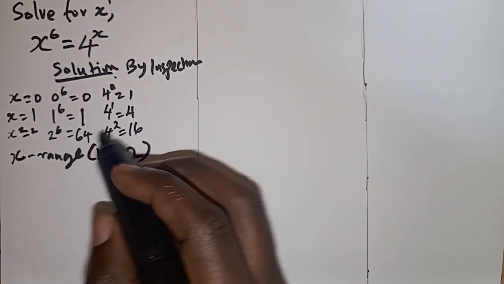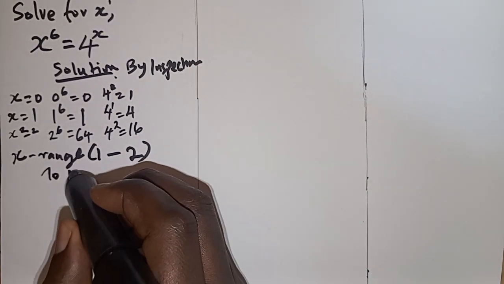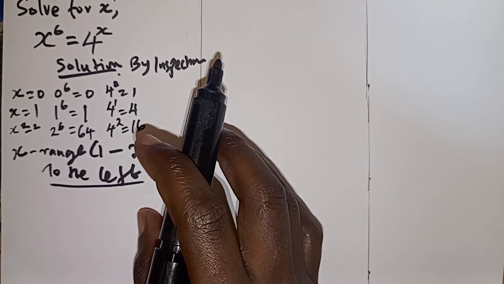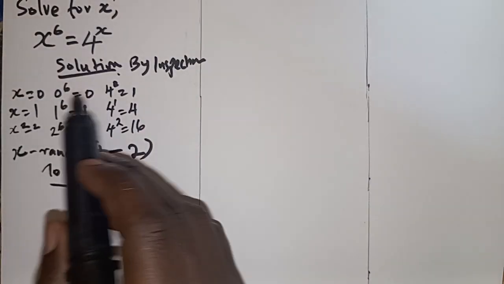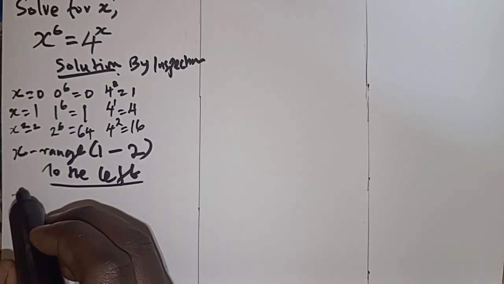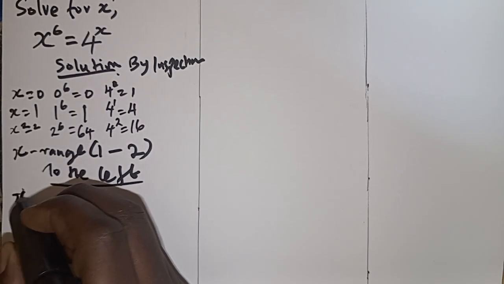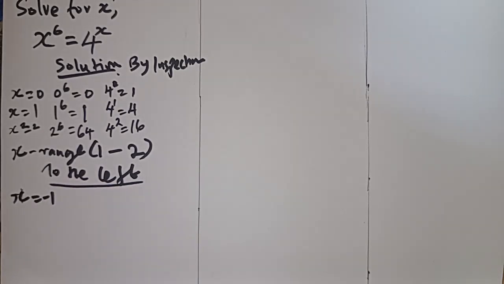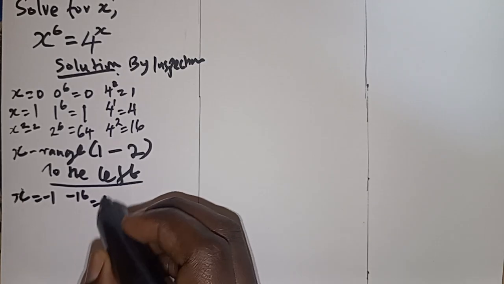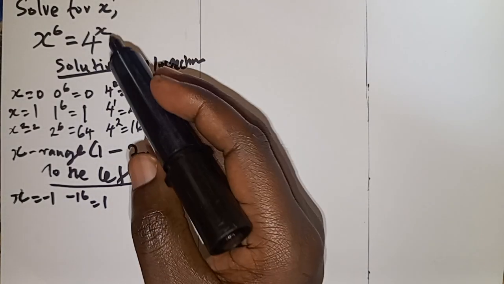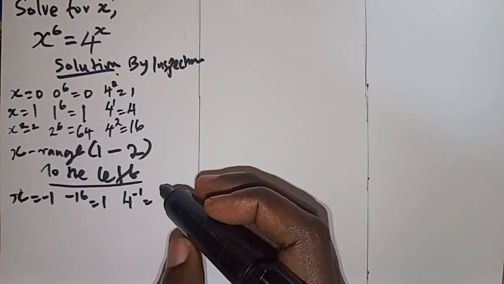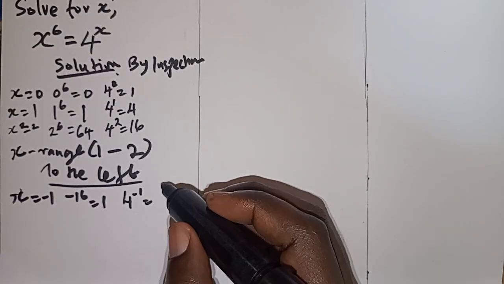So let's test to the left side of the curve, that is the negatives. I know if x is 0, then the left is 0 and the other side is 1. Let's test if x is now negative 1. Then on this side, I'll have negative 1 to the power 6, of course I'm going to end up with 1. And on this side, 4 raised to the negative 1, I'm going to have 0.25.